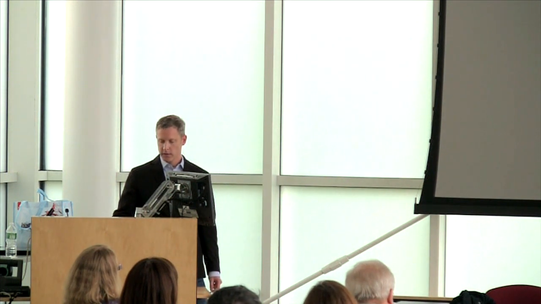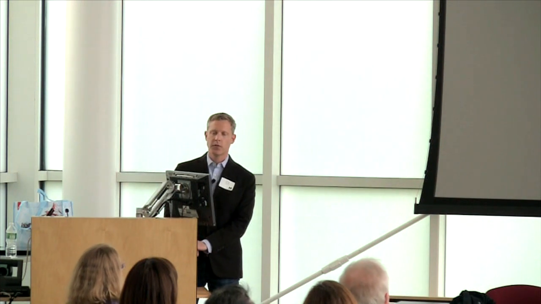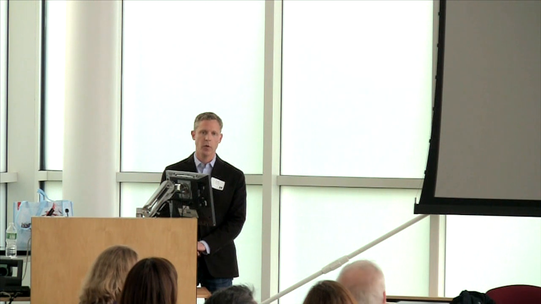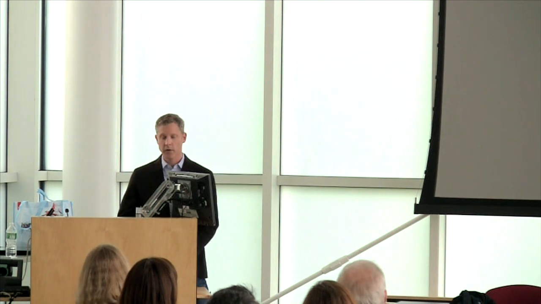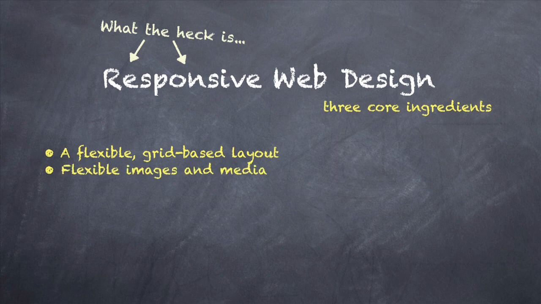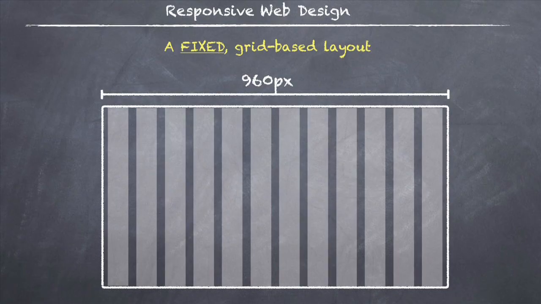Okay. So the 3 core ingredients, according to Ethan Marcotte, who coined the phrase, the 3 core ingredients of responsive web are a flexible grid-based layout, flexible images and media queries. So we like the idea. So I showed you before this 960 pixel width. We have a certain amount of columns. That is a great way to go.